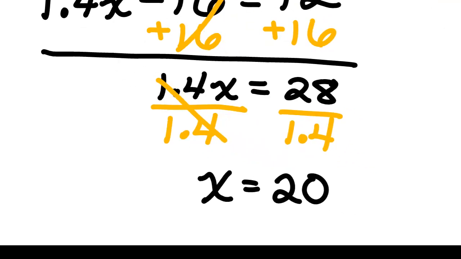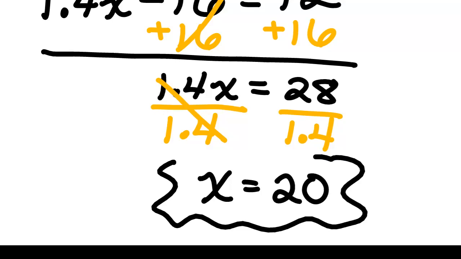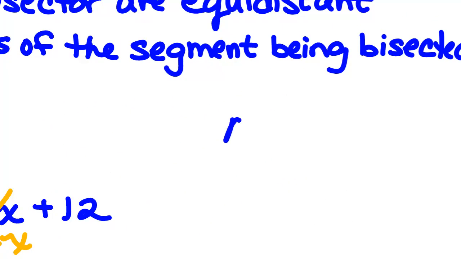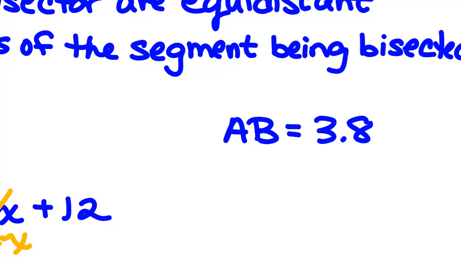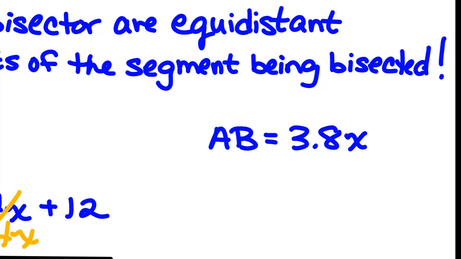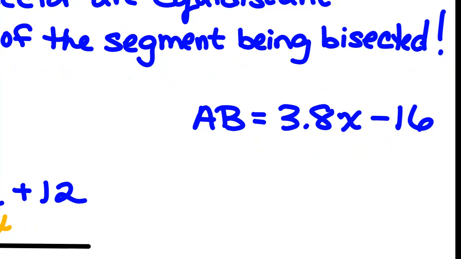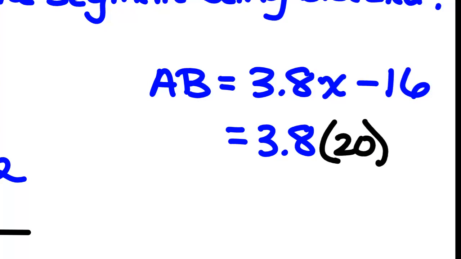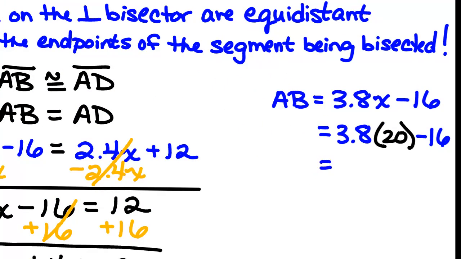Is that what I put on the line up there? No. I have to take this answer of 20 and I have to substitute it back in. We want to know the length of AB. And AB is 3.8x minus 16. So I do 3.8 times 20 minus 16. What is 3.8 times 20?